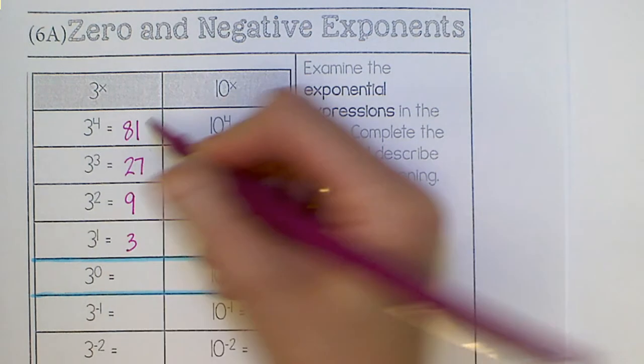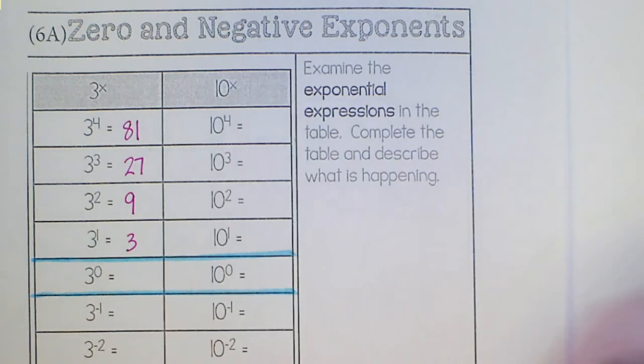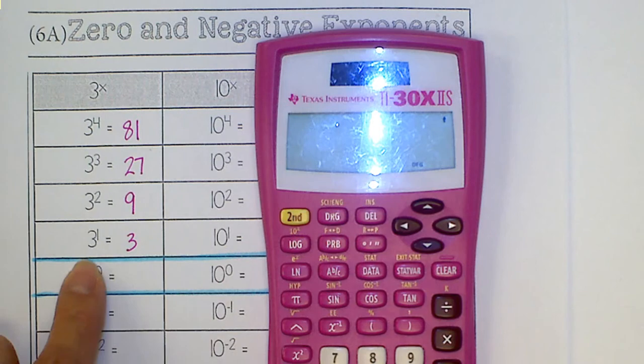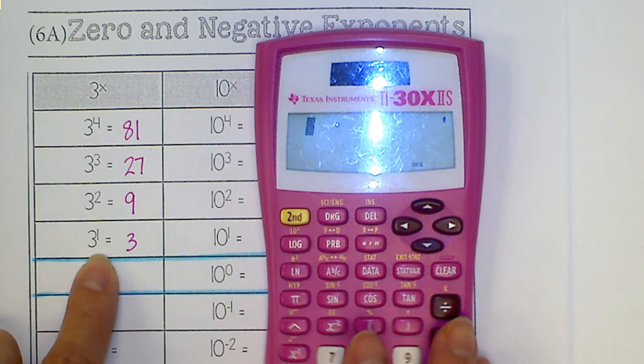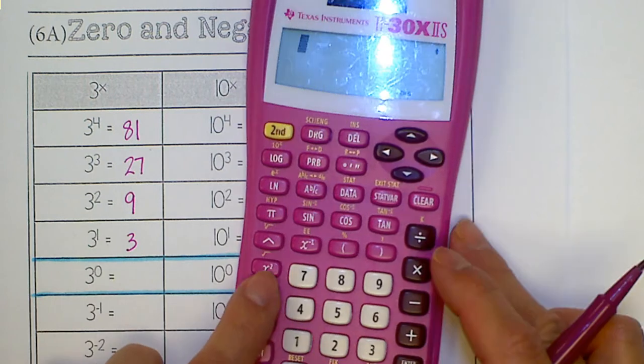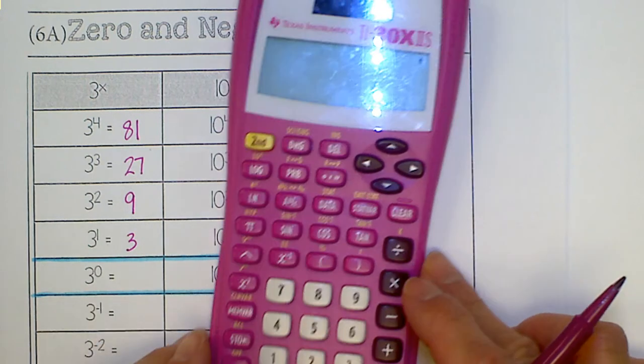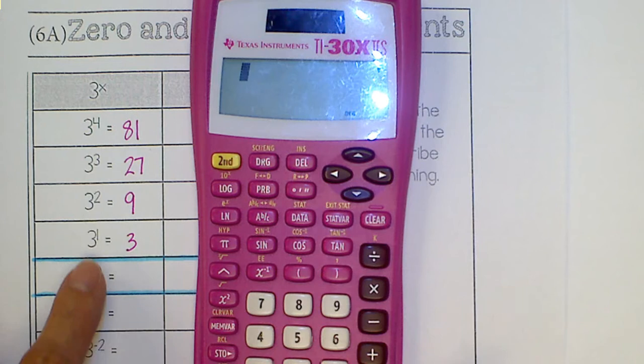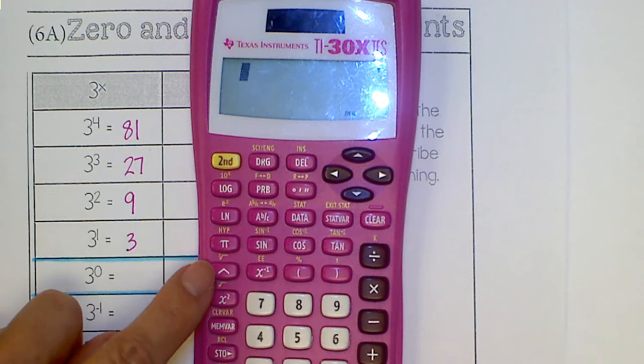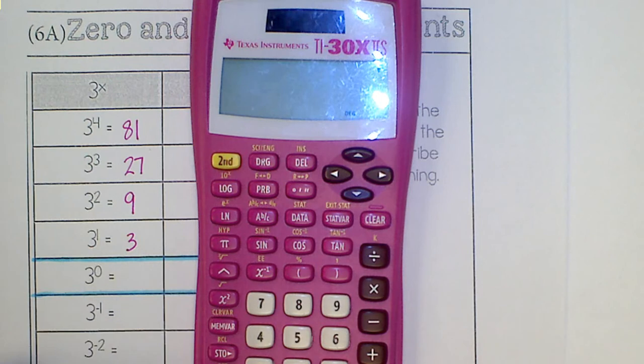Now, you can also use a calculator for that. 3 to the first we know is just 3. Now, we do have the exponent button here for squared, to the second power. So if you want to do any number that's not squared, you have to use this little, I kind of call it the triangle button. That's the raising it to a power.